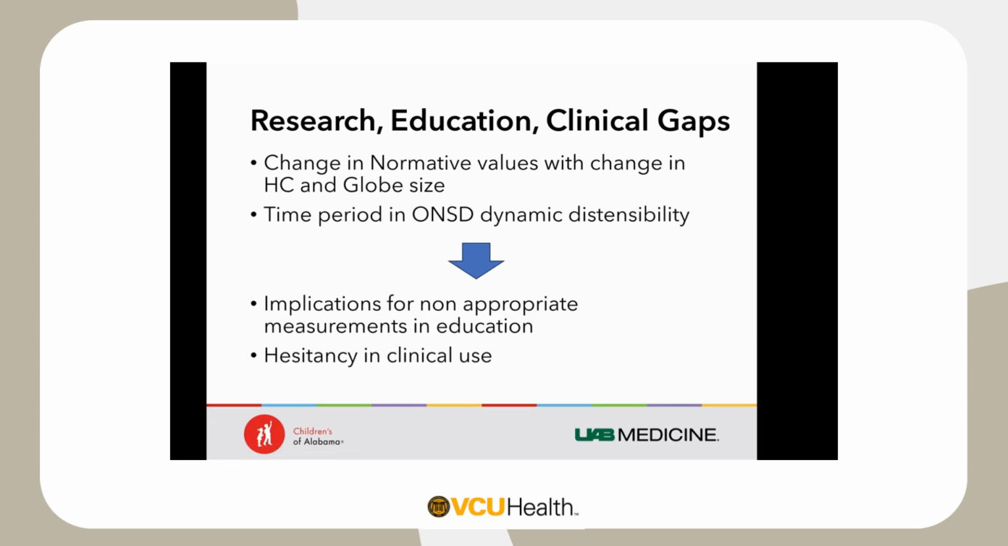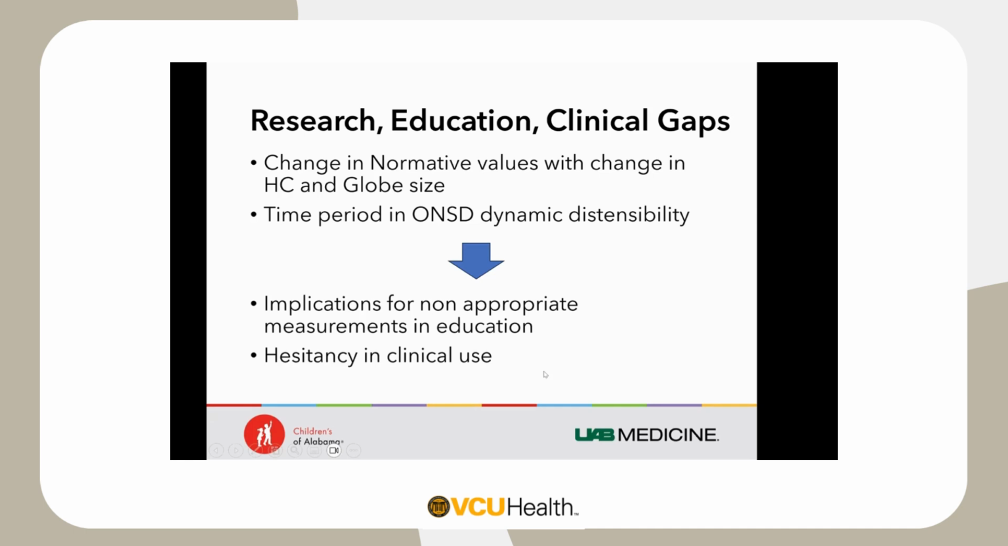And then the other question and a gap that we have is that we do not know the plasticity of the optic nerve sheath. We know it's dynamic, but we do not have the best idea for how long it's distensible for. So how long does it stay distensible for? So how often can we get these measurements?